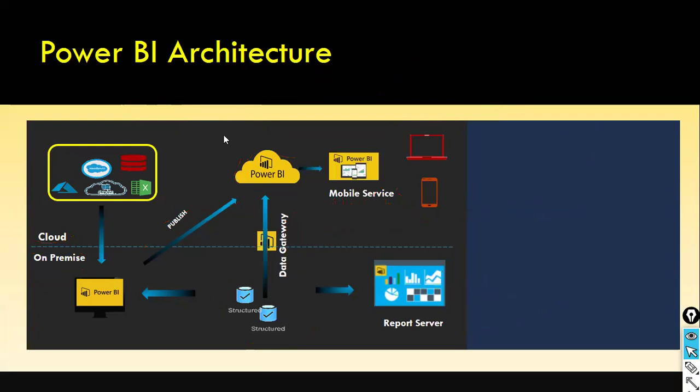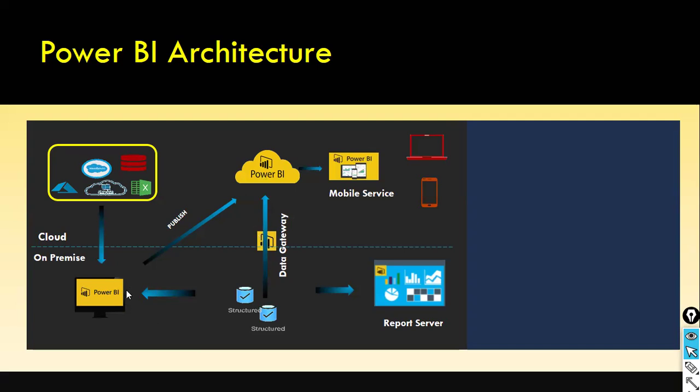Any questions? So Power BI desktop is one component, the second component is Power BI Cloud Service, the third is mobile service, the fourth is report service, and the fifth is data gateway. The data gateway facilitates publishing the report to your cloud. Without installing the data gateway on your laptop, you cannot publish the reports to your Power BI Cloud Service. This is one of the prerequisites.